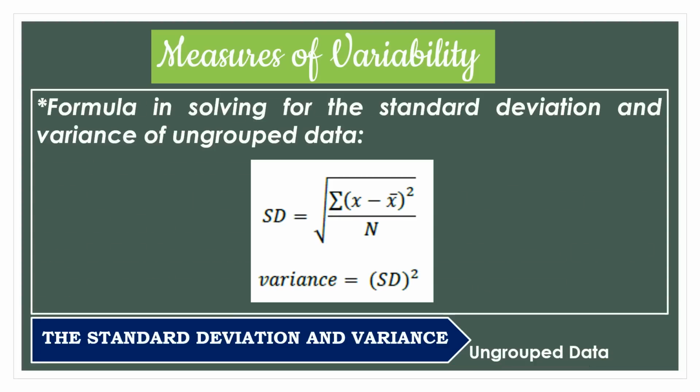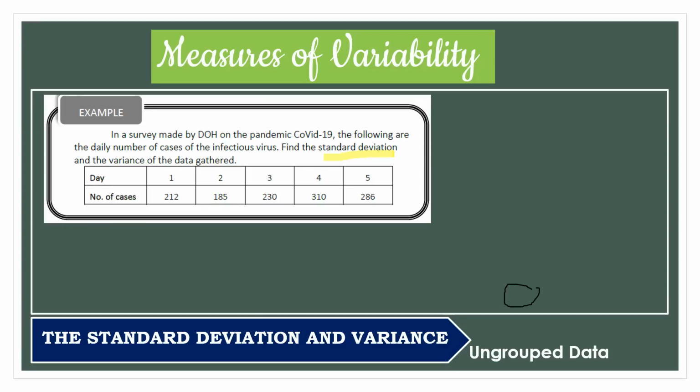And we have here our formula. The standard deviation is equal to the square root of the sum of the difference between x and the mean, the quantity squared, over n. For us to get the variance, we simply square the value of the standard deviation, so that they are actually interrelated. Let's have an example.